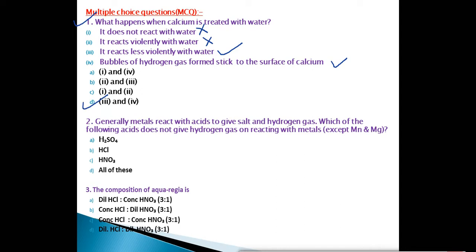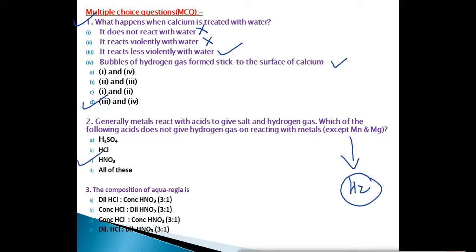Now come to the second question. Generally metals react with acids to give salt and hydrogen gas. Yes, we know that metals will react with acid and we get salt and hydrogen gas. But there is one acid which will not react with metals to give hydrogen gas, except manganese and magnesium. What is the name of that acid? That acid is nitric acid, HNO3.